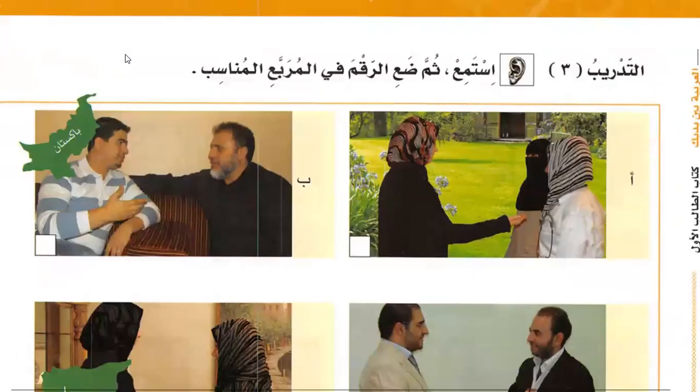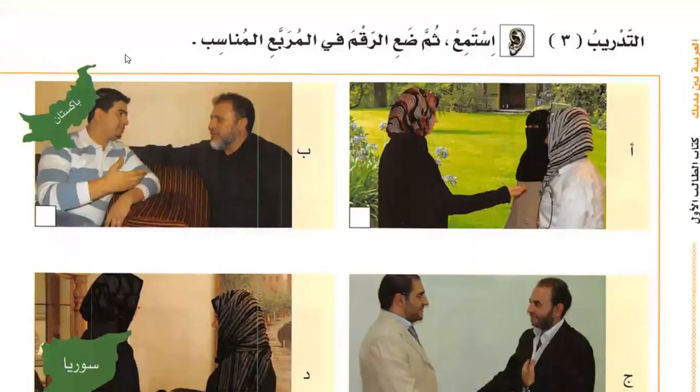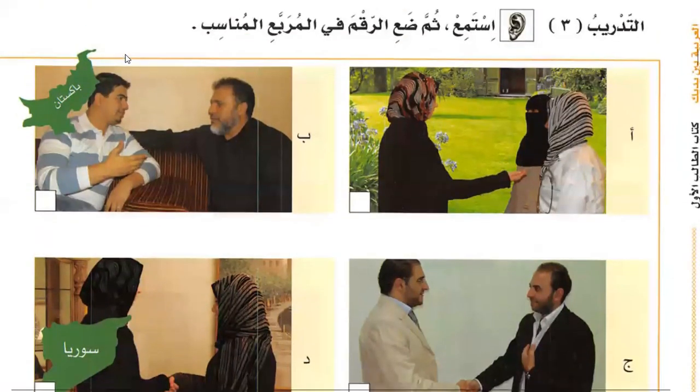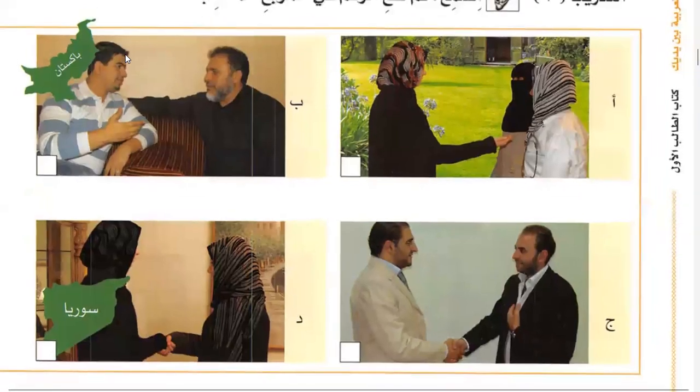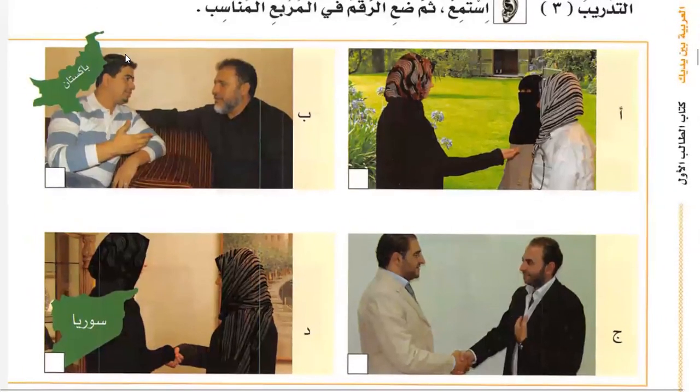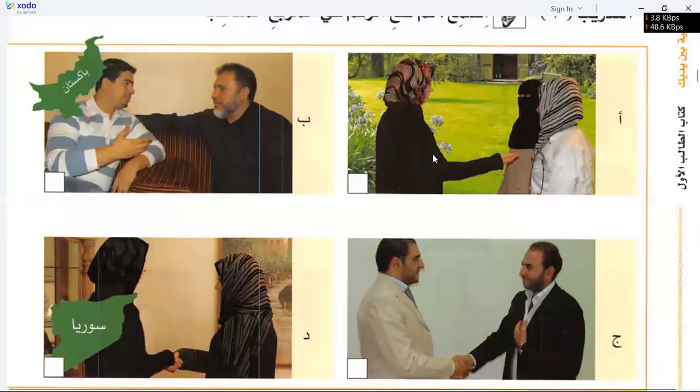Third exercise: listen, then put the number in the appropriate box. Listen then put the number in the appropriate box. So you have four options here. You will tell me which sentence is in the audio. Samia Kayum.